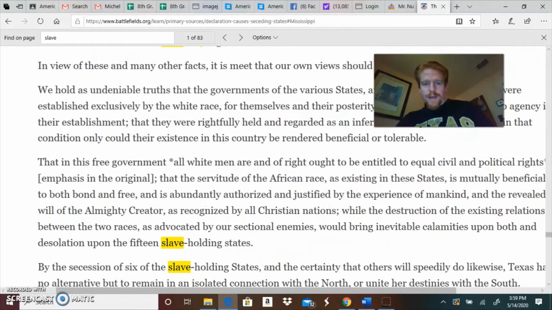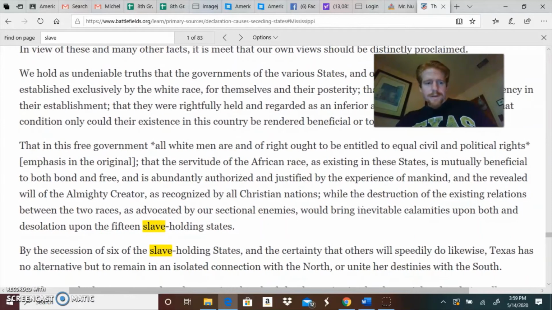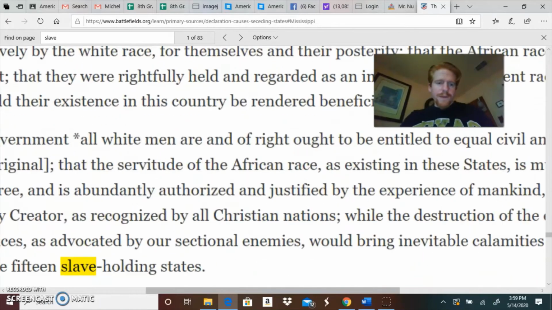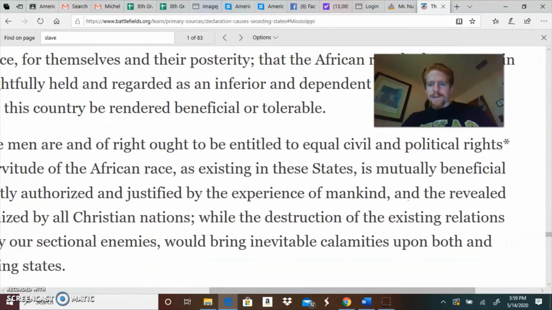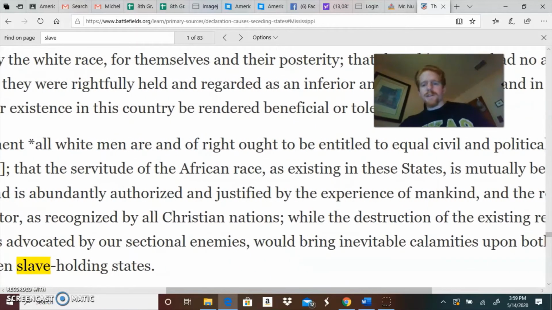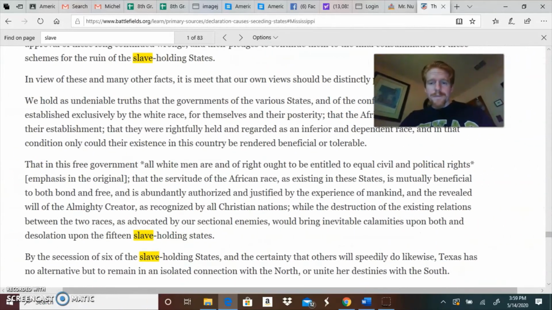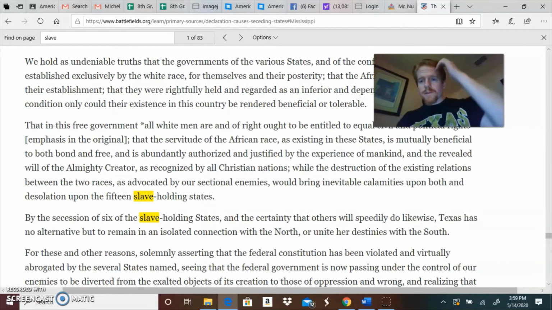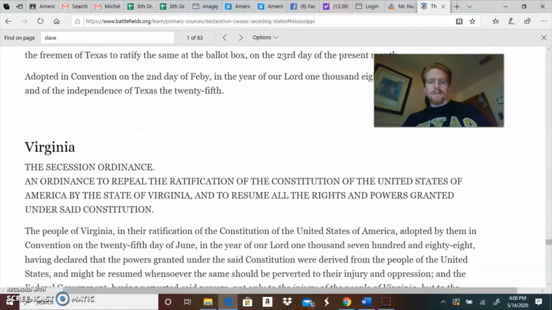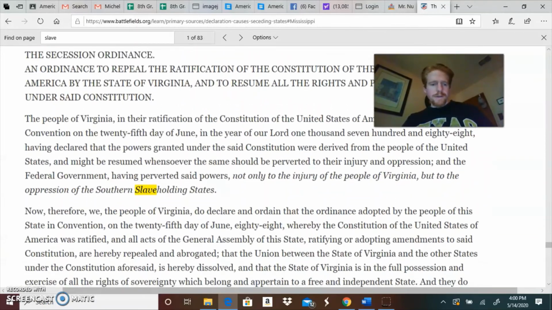So it says all white men are and of right ought to be entitled to equal civil and political rights. That the servitude of the African race, the slavery of the African race as existing in these states, is mutually beneficial to both bond and free, and is abundantly authorized and justified by experience of mankind and revealed by the Almighty Creator. So what they're saying is, it's good for the slaves, it's good for the white people, God wants it, God's on our side, we should have slavery. And so the North is going against the good of both. And then we got Virginia, and they talk about that too.